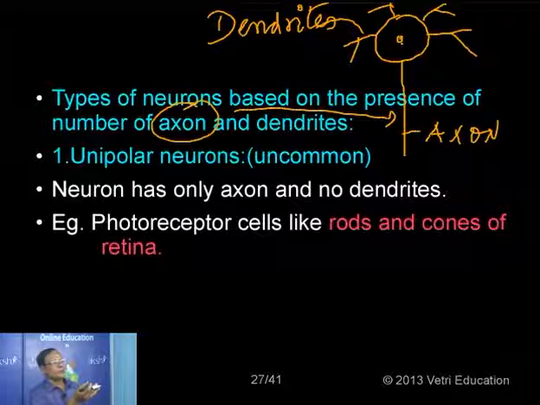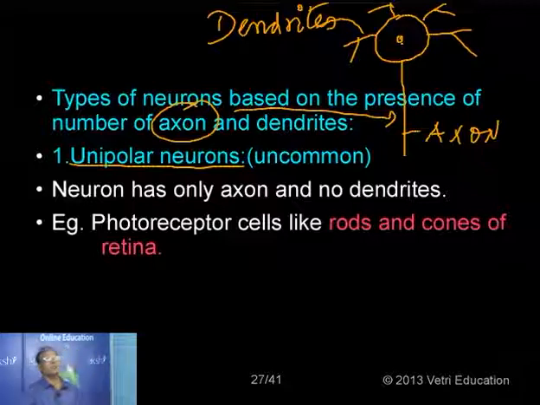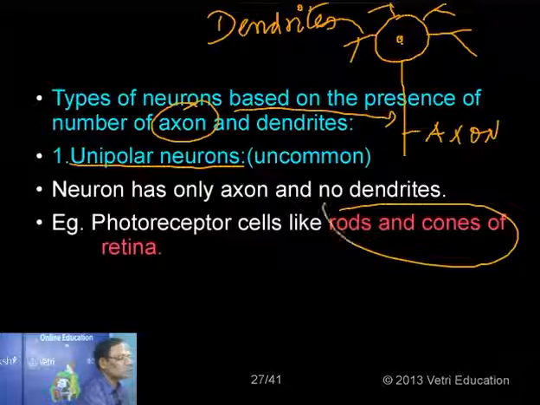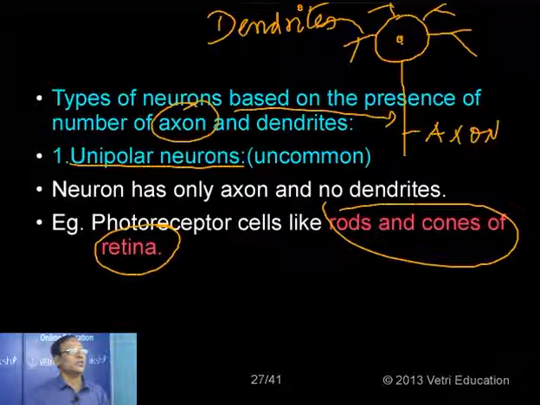So based on the number of dendrites and axons only, we can have the classification into the following three types. Number one, unipolar neurons. This is normally seen in developing cells, in embryonic cells, and is also found in the eye. We can receive information either during daytime or nighttime, and for that we need photoreceptor cells found in the retina. These photoreceptor cells are called rods and cones. Found in the retina of the eye, they are concerned with the perception of light, either during nighttime or daytime.